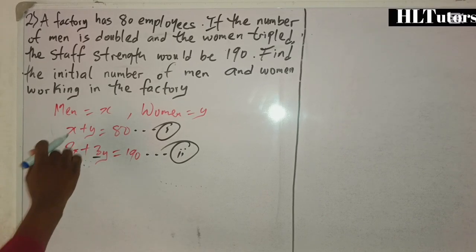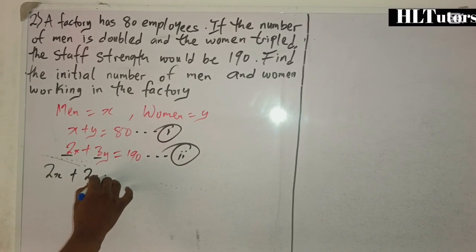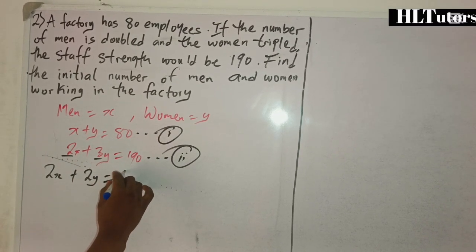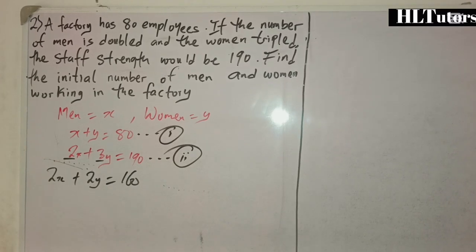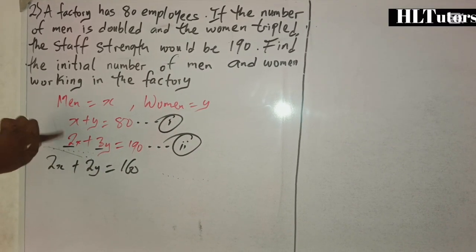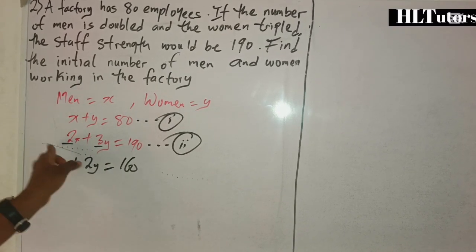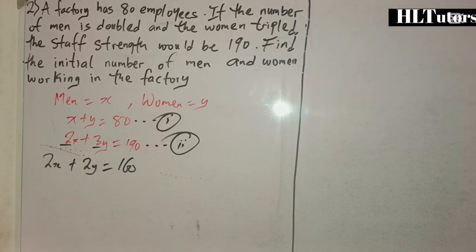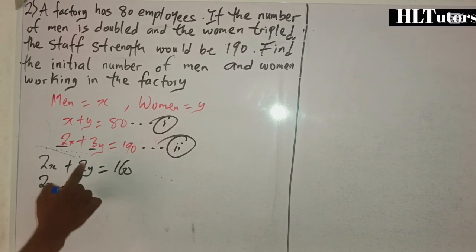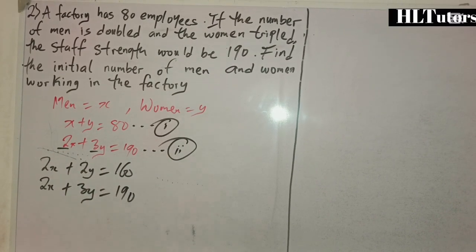So 2 multiplying x would give 2x. Here we have 2y equals 2 multiplying 80, which gives 160. And then I'm going to multiply through the second equation by 1. I multiply through here by 2, then I'm going to multiply through here by 1. So 1 multiplying 2x gives me 2x. This gives 3y, and of course, this gives 190.